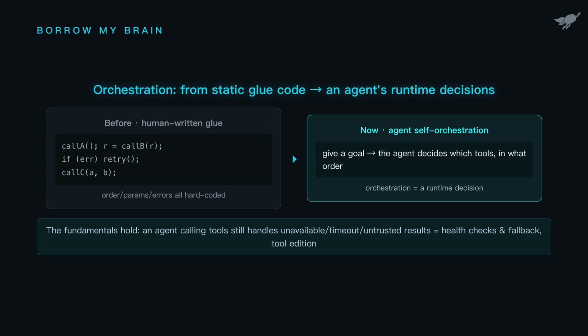Who should watch out? The person who thinks that once you've got an agent, you don't have to worry about service governance. You've only moved service governance into tool governance. The high availability, timeouts, and degradation you owed are all still due, every one.